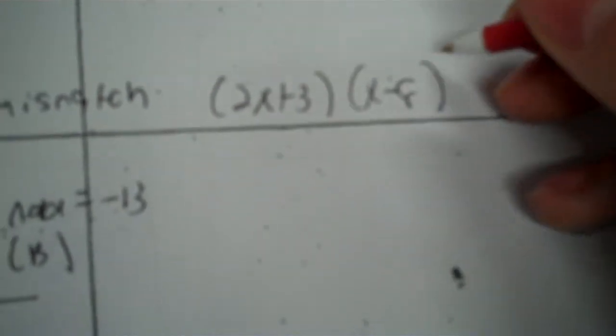Then 2 and 16. Here's 2, there's 16, so we would go with 2. So it's going to be 1x minus 8. Get rid of the 1. You don't get rid of the 2, though. You need that there. So it's x minus 8.